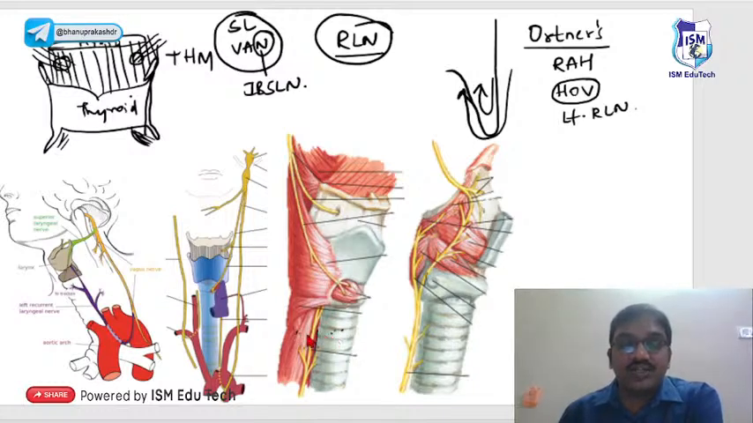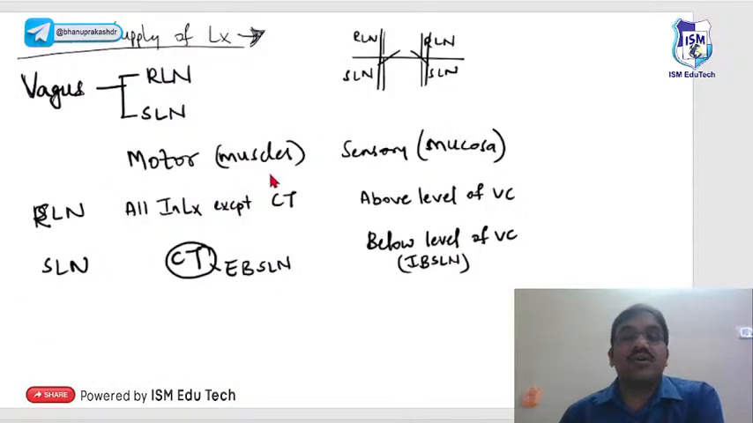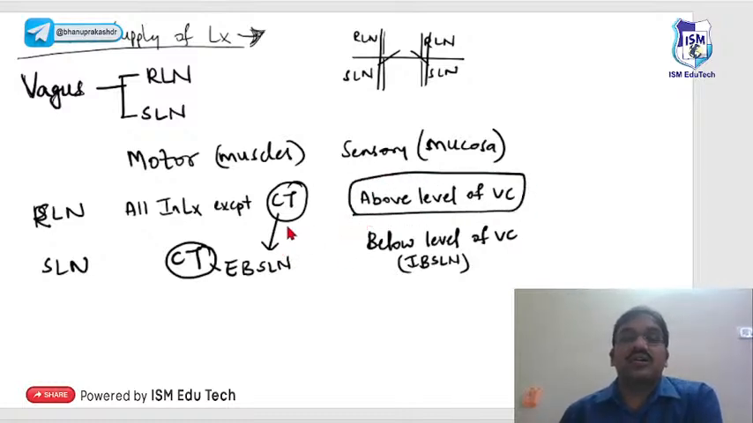See, in the tracheoesophageal groove, your recurrent laryngeal nerve is running upward to supply the muscles of larynx. Here the recurrent laryngeal nerve has come up and now it is supplying the internal muscles of the larynx, right? So which all muscles it will supply? All muscles except the cricothyroid, which is supplied by the EBSLN, and also above the level of the vocal cord, this RLN will be supplied, right?